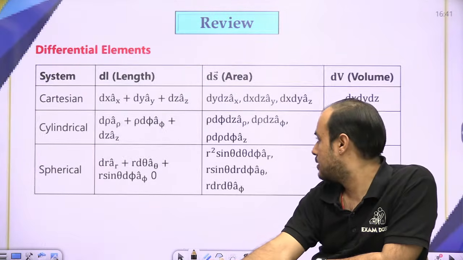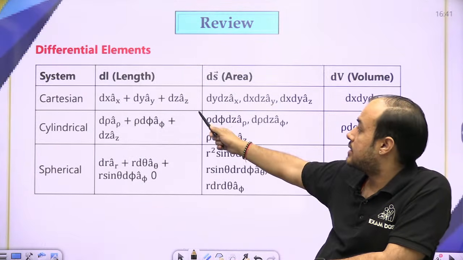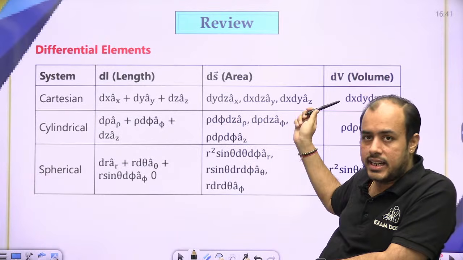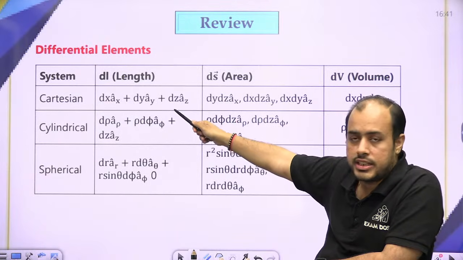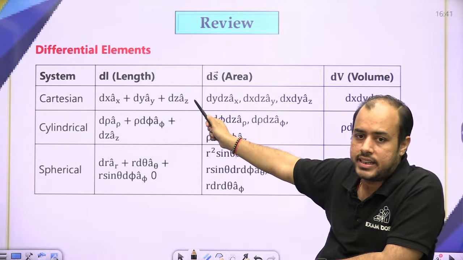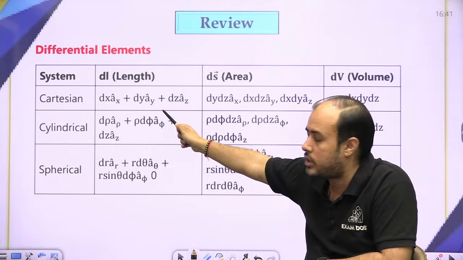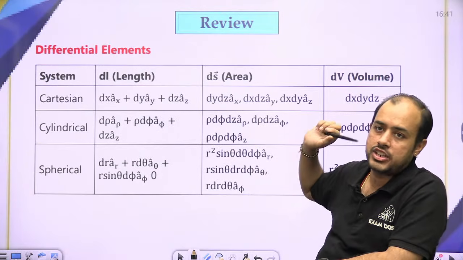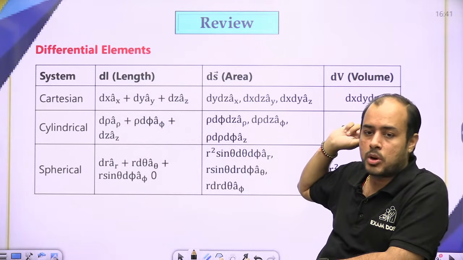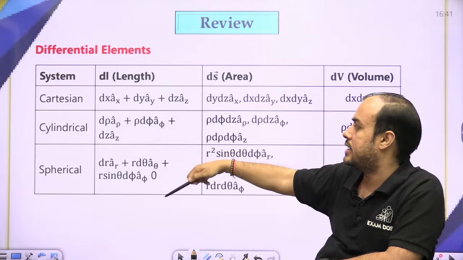Now, these are the differential length, differential area, and differential volume. For Cartesian, dx ax, dy ay, dz az. For differential area, take the cross product of two differential lengths. Volume is the product of the three elements dx, dy, dz.